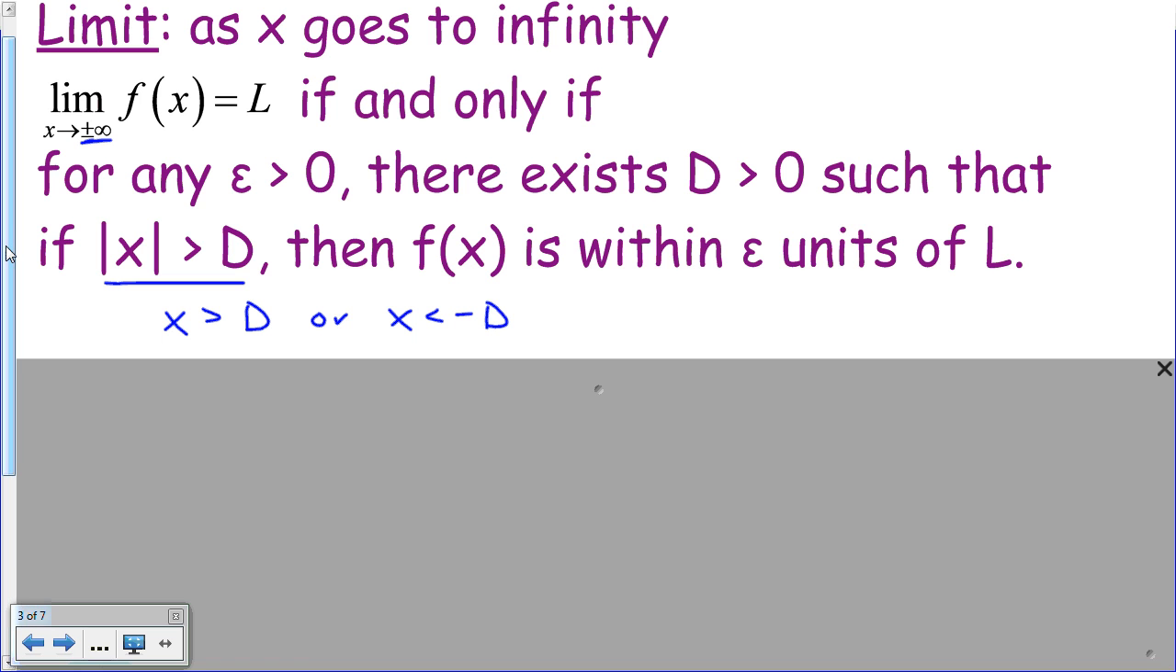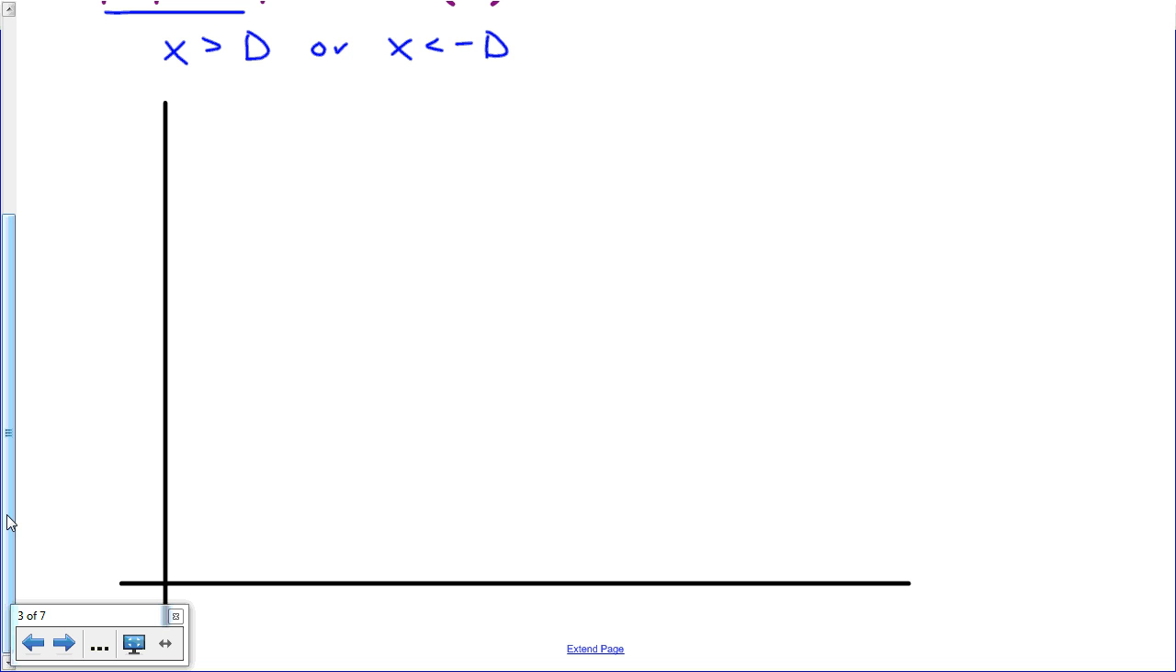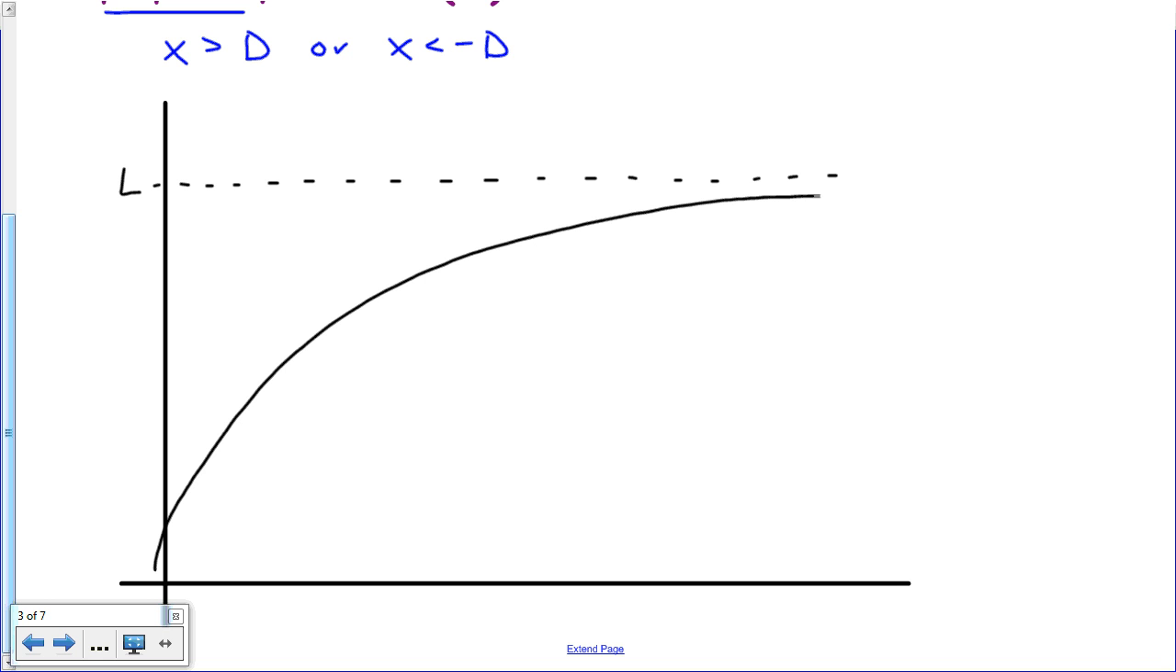All right, let's look at a sketch of a function that meets this type of limit. For this type of limit, it's a limit that would have a horizontal asymptote. So let's say that that horizontal asymptote is at L, and we've got some function that's coming up about so, getting closer and closer to that horizontal line that we sketched in there for L. So again, from the definition, we're going to pick some value epsilon, really, really small, that's going to be a restriction around our limit.